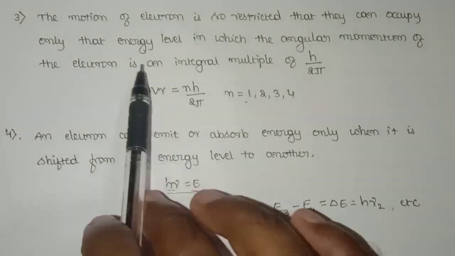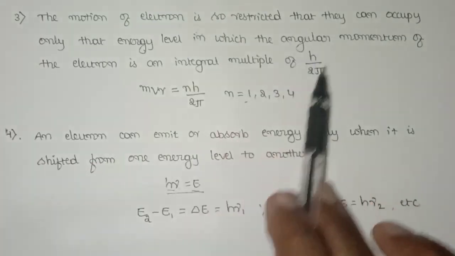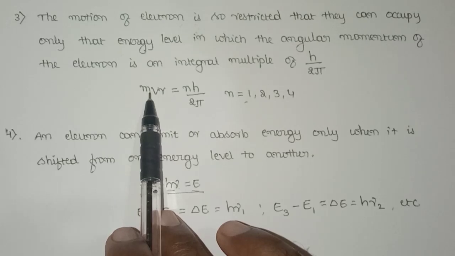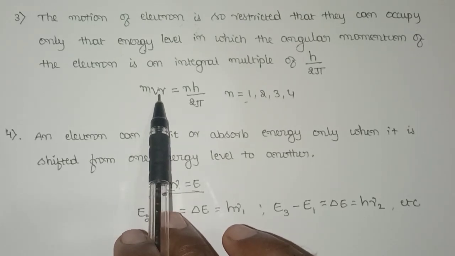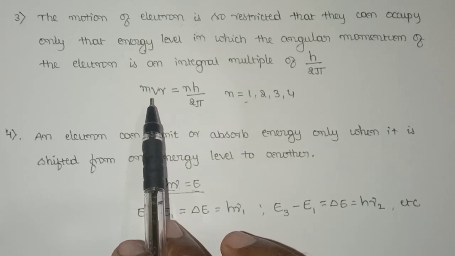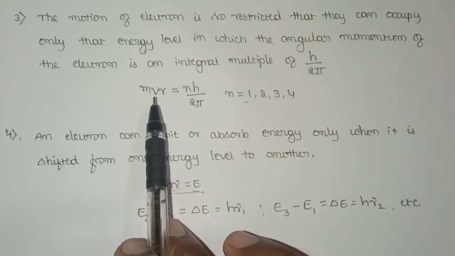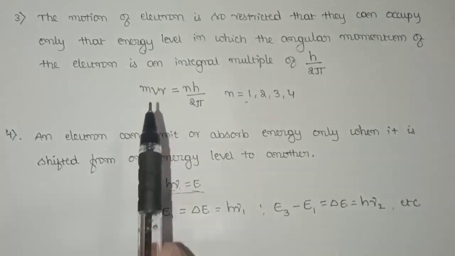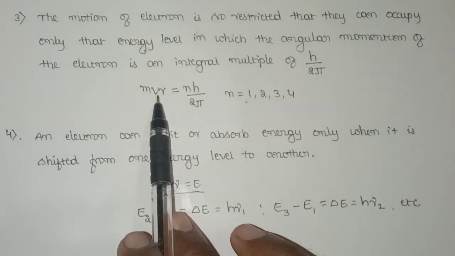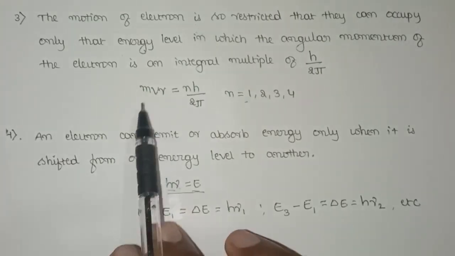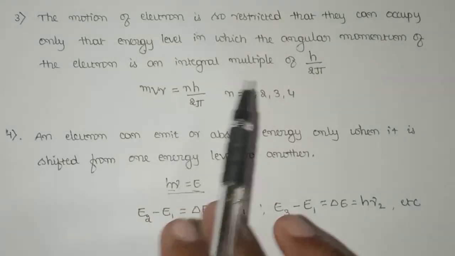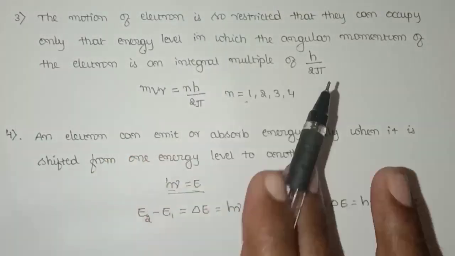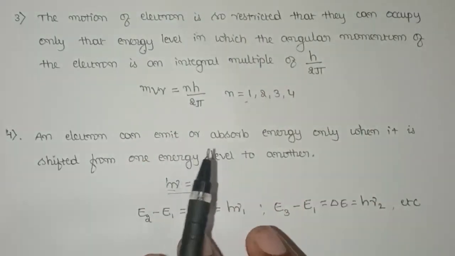When we discussed the third postulate of Bohr's atomic theory, we said m is the mass of the electron, v is the linear velocity of the electron, and r is the radius of the orbit from the nucleus. We need to know the exact numerical value of the radius of the orbit in which the electron is revolving around the nucleus. So now we shall proceed further to derive the expression for the radius of the orbit in which the electron is revolving.